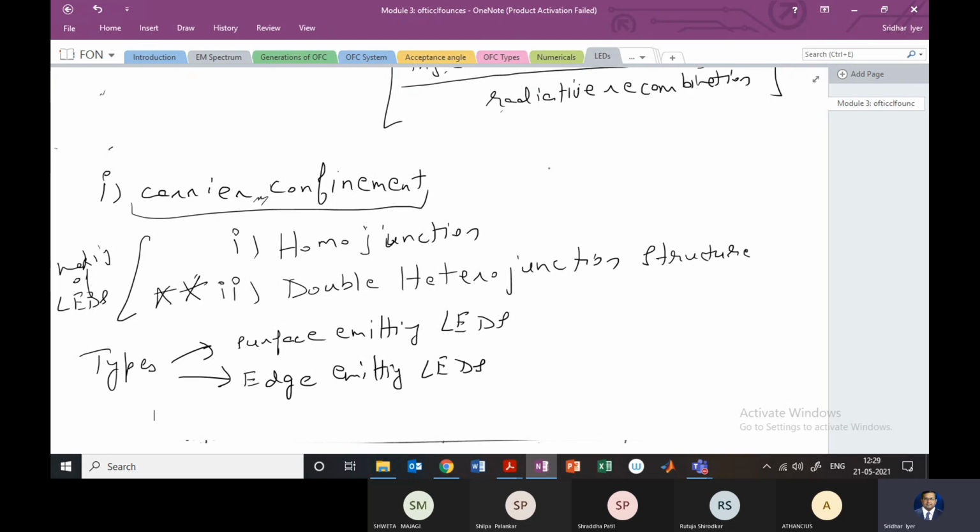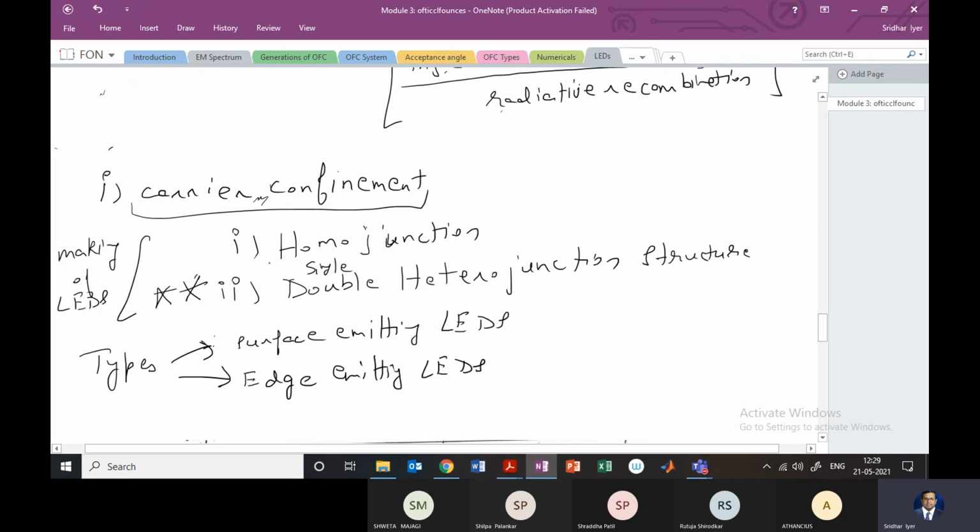So today we are going to discuss the making of the LED and the types of the LED, right? You can have an LED made using what is known as a homojunction, or a double heterojunction structure. Instead of just the double, you can also have a single heterojunction structure. We still have to see what this heterojunction is. And then we are also going to discuss the types of the LEDs which are specified in your syllabus, namely the surface emitting and the edge emitting LEDs.